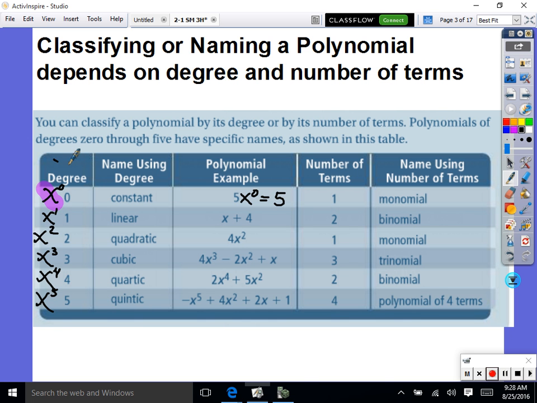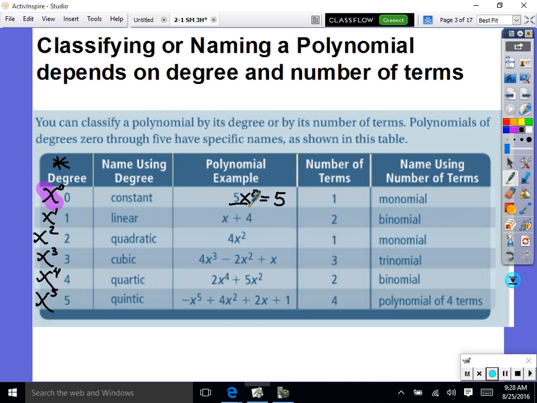So the first name comes from the degree. And then the second name depends on the number of terms you have. So if you have one term, it's a monomial. Do you see how 5 would be a constant from x to the 0? So it's a constant, and then there's only one term, so it's a monomial. Another example of a monomial would be simply x squared. That's only one term, right? That'd be a quadratic monomial.